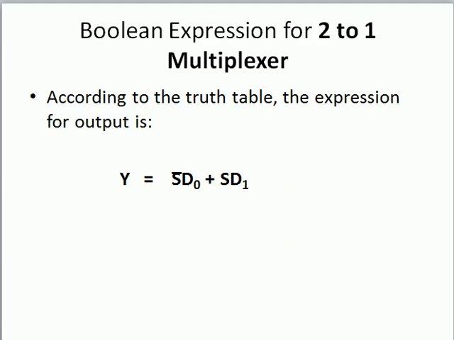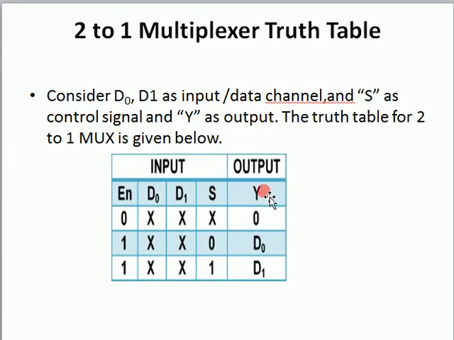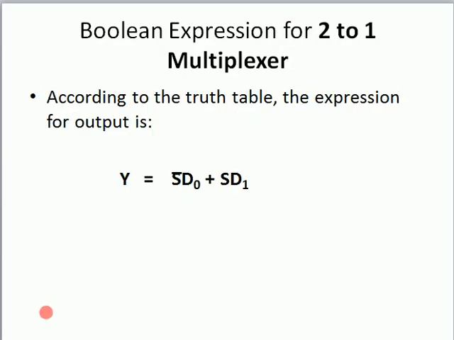Now from this truth table we will get the Boolean expression. By solving it we get Y equals S complement D0 plus S D1. How do we get it? We get it from this: Y equals D0 S complement plus D1 S, and that is written here. You see this.